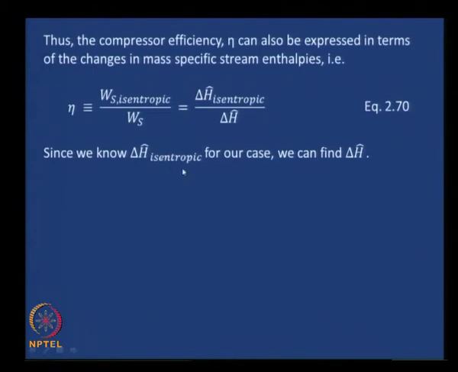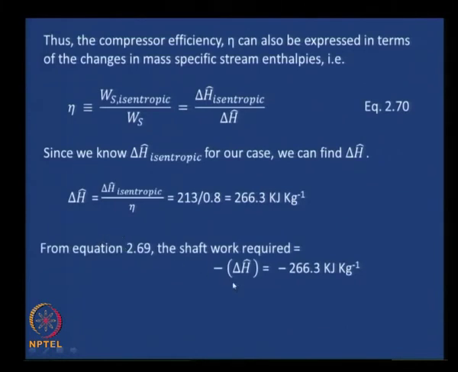So, let us substitute that. We know delta h isentropic for our case, so we can find delta h and therefore the work requirement. By transposing this equation, delta h turns out to be delta h hat isentropic divided by eta, the efficiency of the compressor, that is given as 0.8, and delta h isentropic hat we have already calculated as 213. Therefore, 213 by 0.8 turns out to be 266.3 kilojoules per kilogram. This is delta h hat, and from equation 269 we have already seen that the shaft work required, Ws, that is shaft work per unit mass, is minus delta h hat, which is minus 266.3 kilojoules per kilogram.